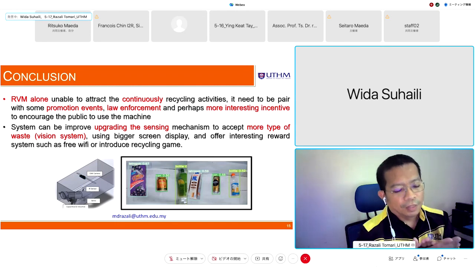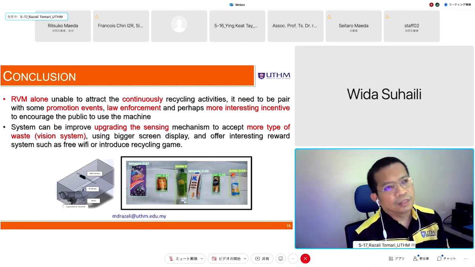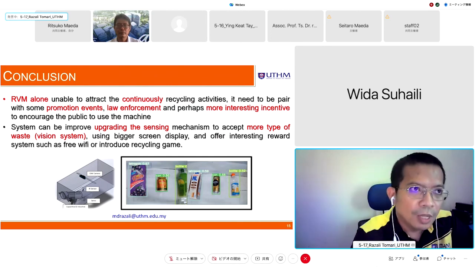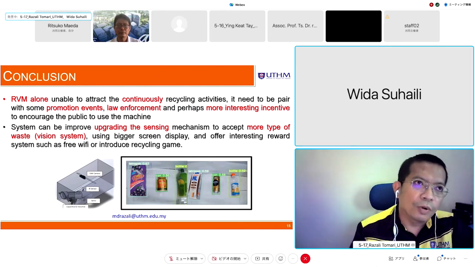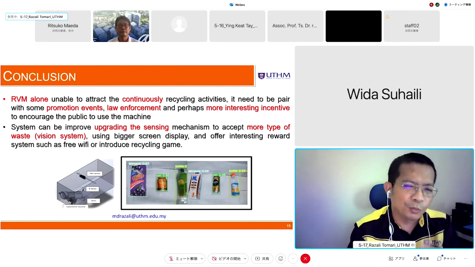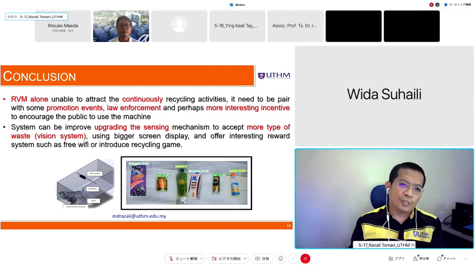So in terms of the costing, currently we use one camera. One camera costs around 300 ringgit Malaysia, which is less than 100 USD. So it's quite cheap. The total cost for development of the machine is less than 3,000 ringgit Malaysia. It's quite cheap, you can say less than 1,000 USD, something like that.